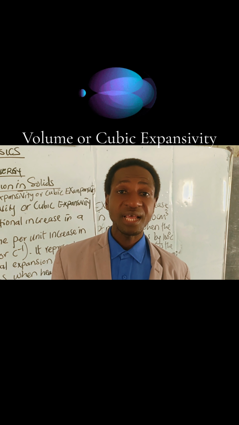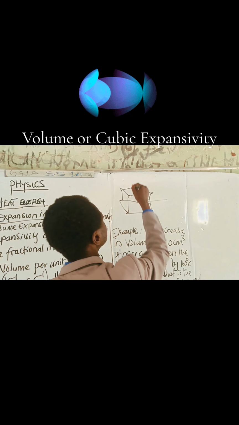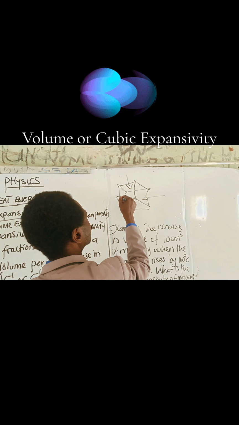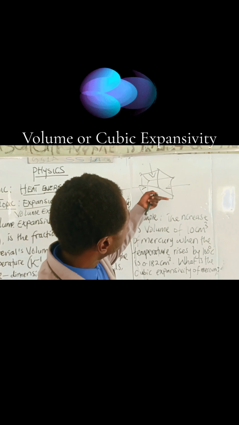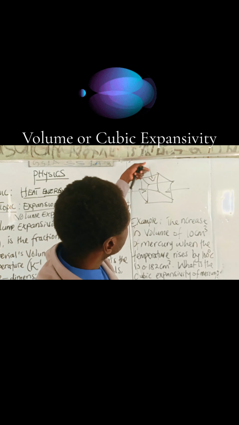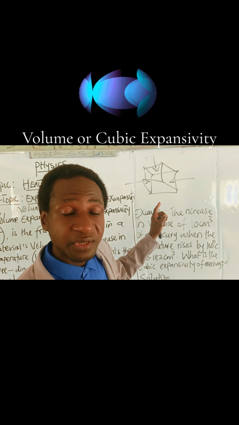For example, if we have a box like this, there is the dimension at the front, the dimension at the top, and the dimension at the side. So that is three dimensions. That is the three dimensions of this box. This is an example to show you the three dimensions.